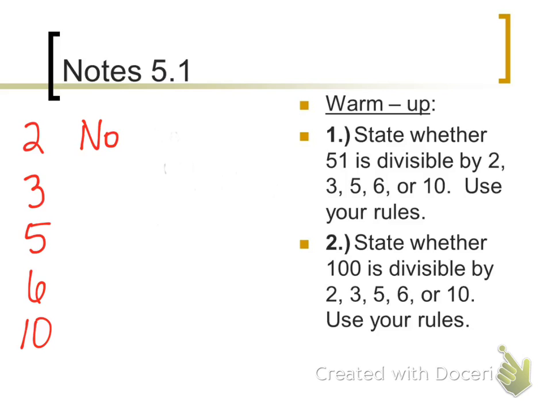Okay, so because our ones digit is a 1, and that is not divisible by 2, we know that overall the whole number is not divisible by 2. So we could say 1 is not divisible by 2. Or you could say the ones digit is not divisible by 2.